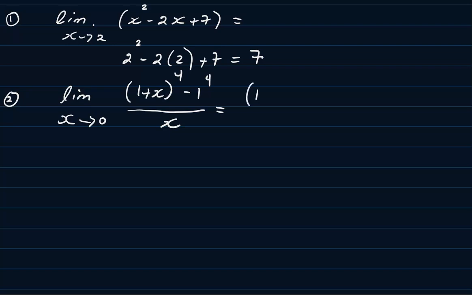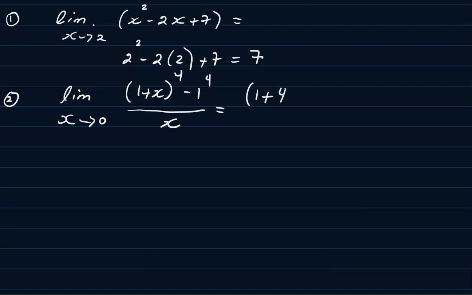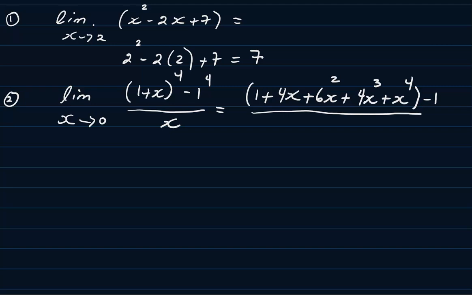You can go through and expand (1 plus x) to the power of 4, and you'll get 1 plus 4x plus 6x squared plus 4x cubed plus x to the power of 4. Then we close the bracket and subtract 1, because 1 to the 4th is 1, all over x. When we do this, we can simplify it.